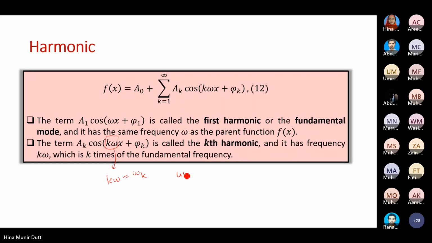So omega k is equal to k omega, meaning omega 1 is equal to the original frequency of this function f of x. Omega 2 is equal to 2 omega, omega 3 is equal to 3 omega, and so on. So this is the breakdown of the Fourier series into harmonics or modes.